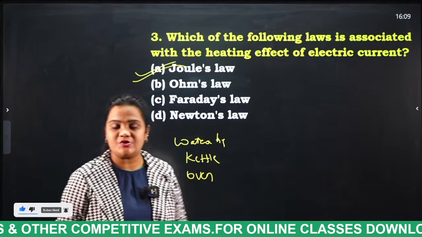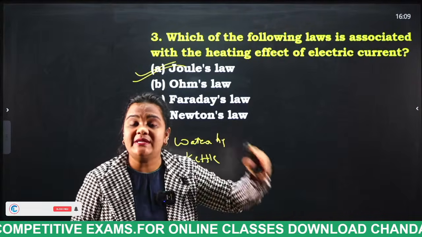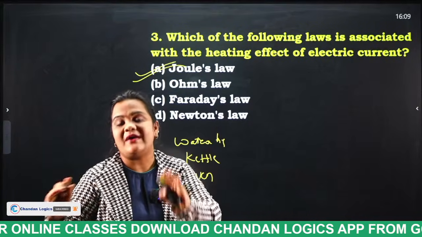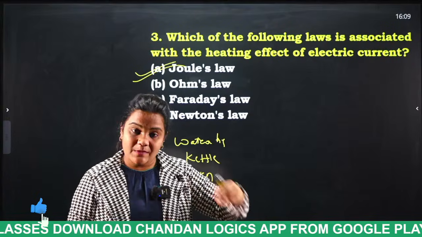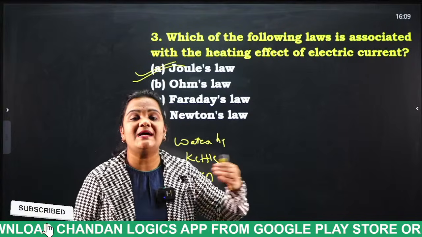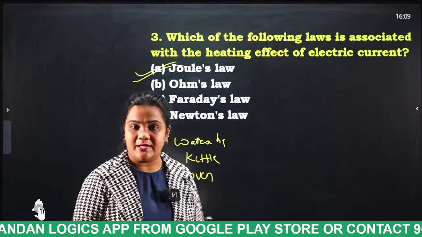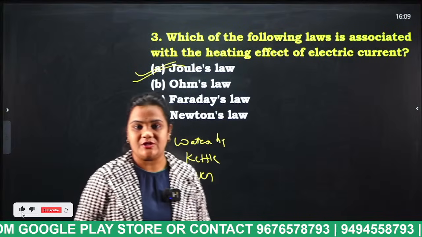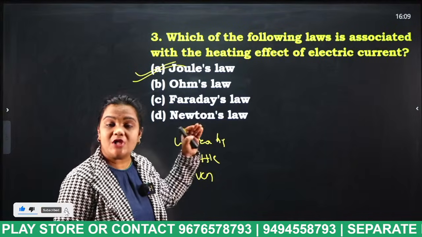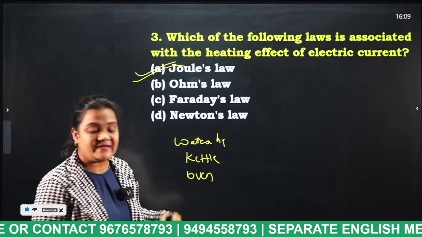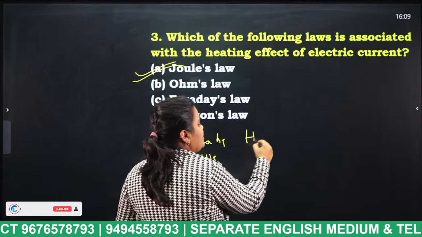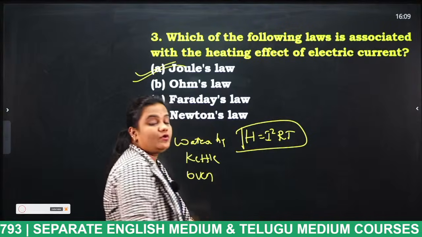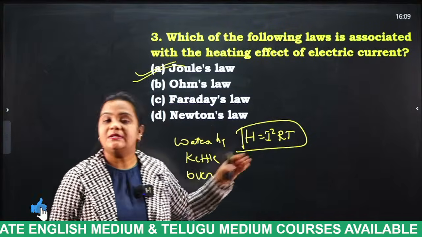What is happening here, students? The electrical energy is converted into heat energy and it is doing its function. For example, with the help of a water heater, what is the result, students? We can get hot water. Electrical energy is converting into heat energy, and that law is known as Joule's law of heating. We even have a formula for this: H is equal to I squared RT. Very, very important formula. Heat is equal to current squared into resistance into time.